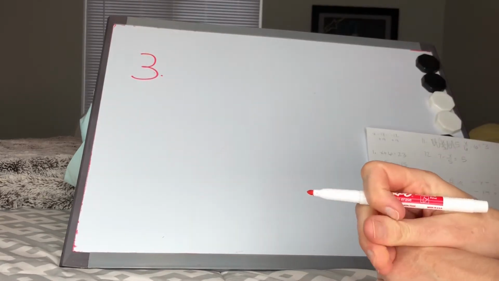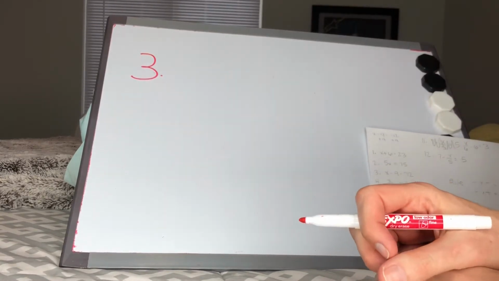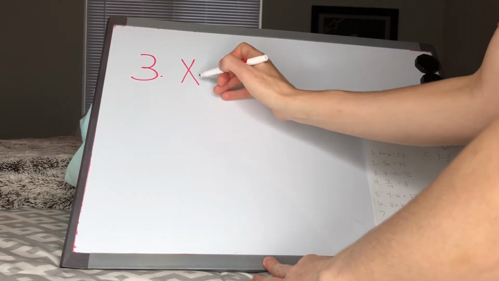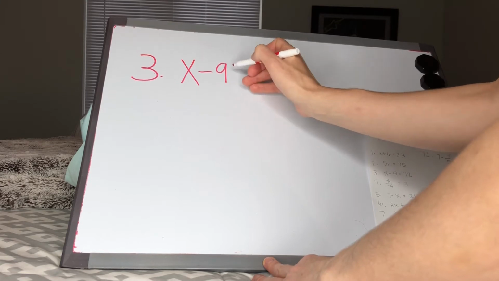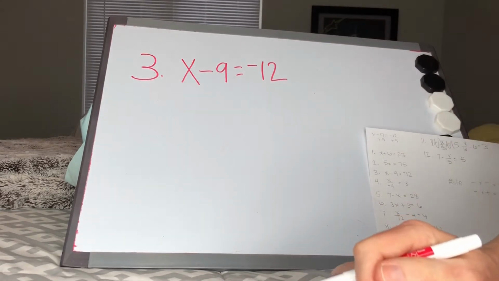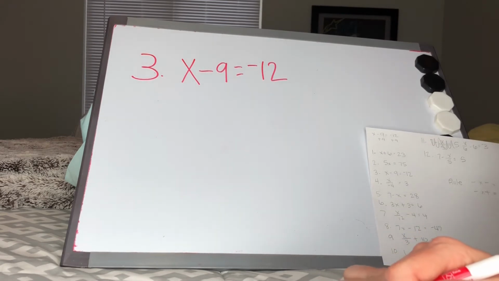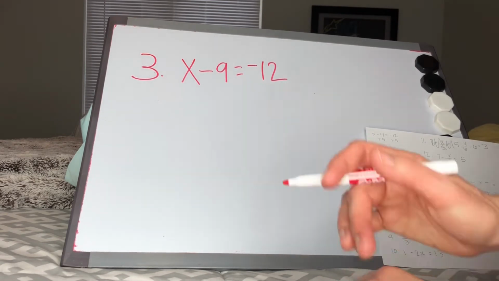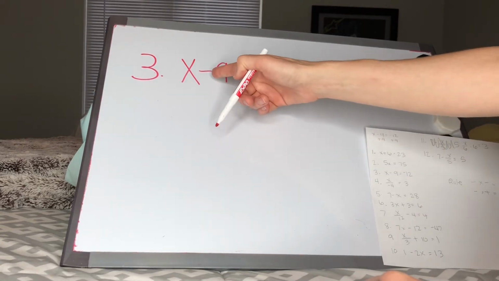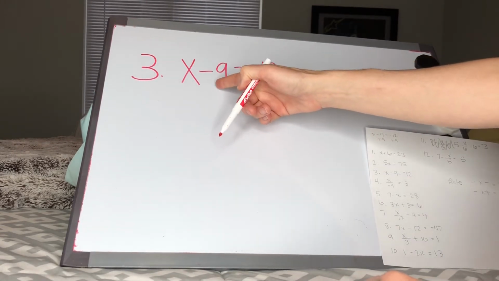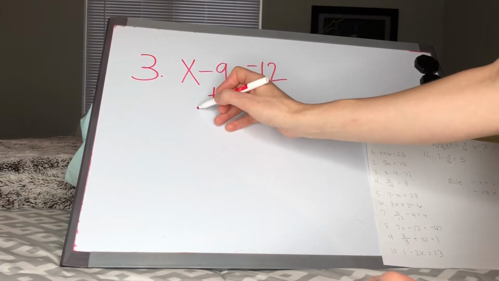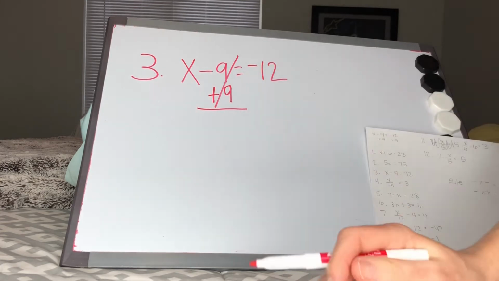Okay, this one is almost the same as number 1, but there's a negative sign in it. So negative sometimes can be confusing. So x minus 9 equals negative 12. And still, this is the same as number 1, except for there's a negative sign. Okay, so number 1, it was addition, so we had to subtract. Number 3, this is subtraction, so we got to do the opposite. So we need to add 9. Always do the opposite.